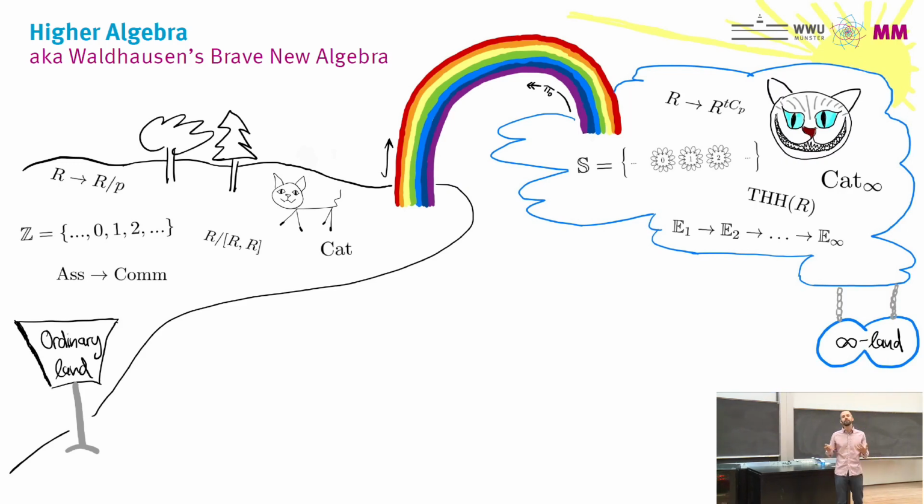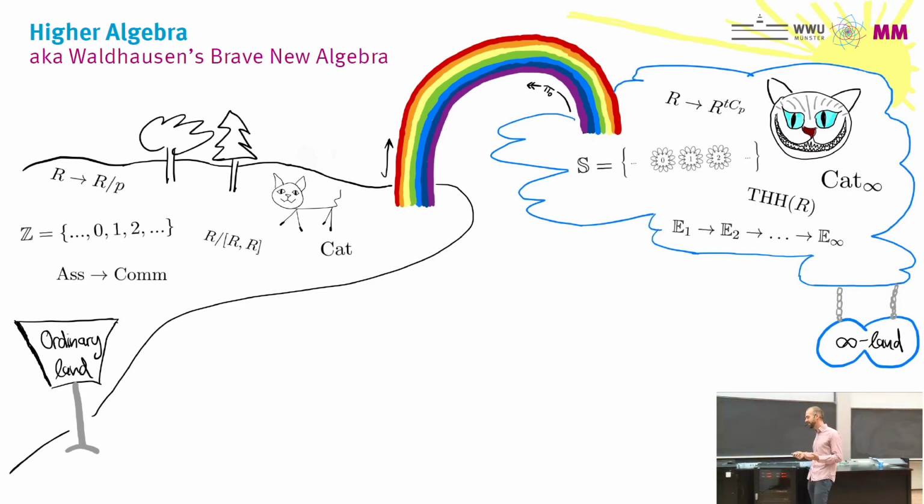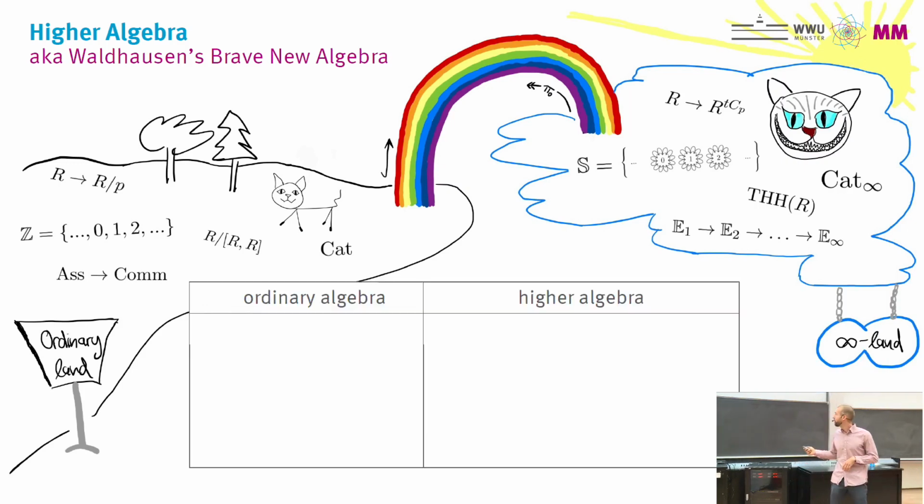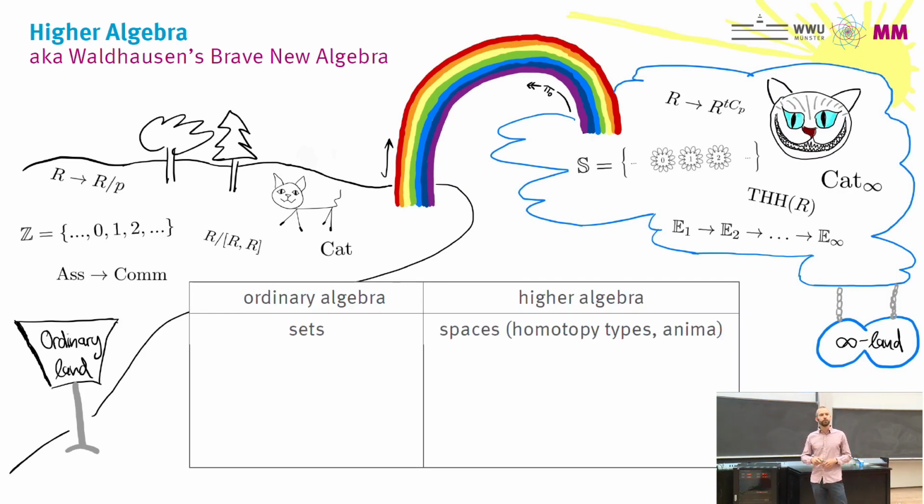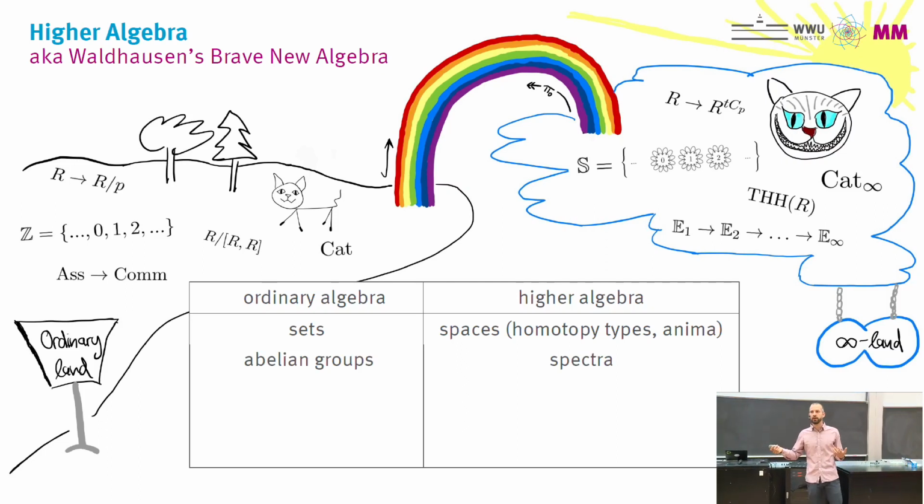So higher is meant in the sense of higher category theory. And this area goes by very different names; Waldhausen termed it brave new algebra. And the idea is always the same: to take concepts from ordinary algebra or ordinary category theory, like the concept of a set, and replace it by the natural homotopy theoretic or higher categorical analog, which is the space. And then an abelian group in that setup would be replaced by a spectrum. So a spectrum I think of as a generalization of an abelian group.